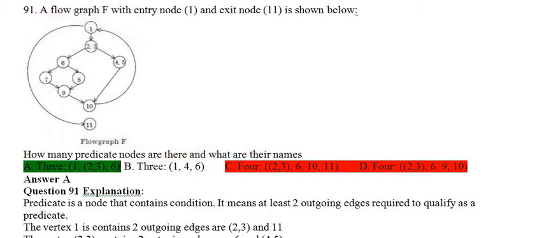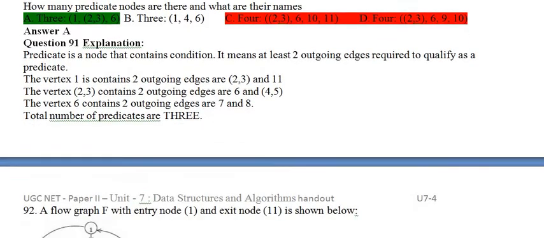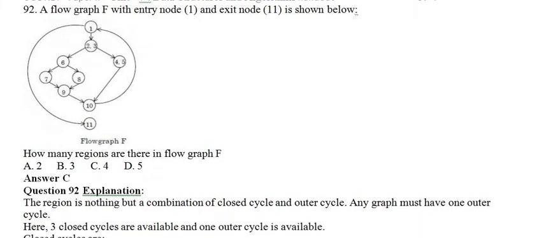Okay, so now the same graph, for which the second question was a flow graph F with the entry node 1 and exit node 11 again. So now the question is how many regions are there in the flow graph. Region is very simple, right? A closed path is said to be a region. This region, this region, this region. We can easily find out.